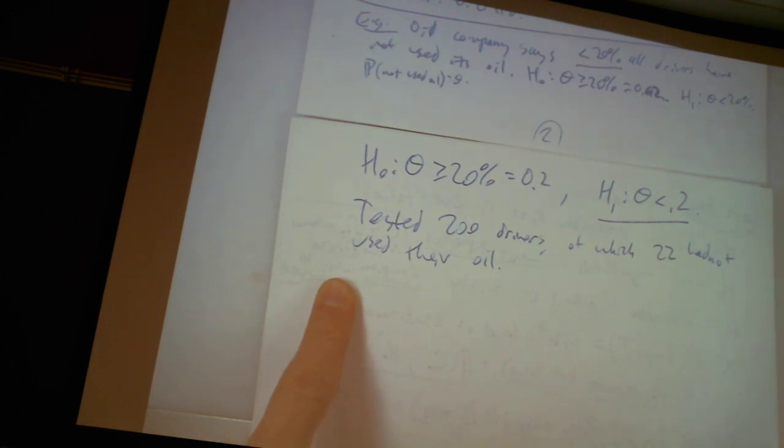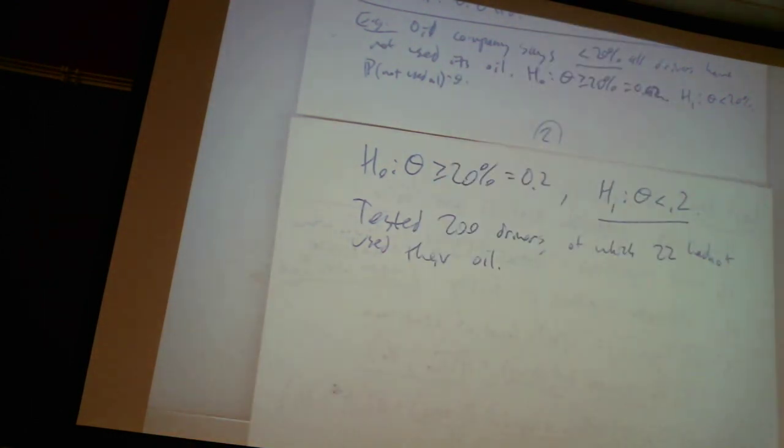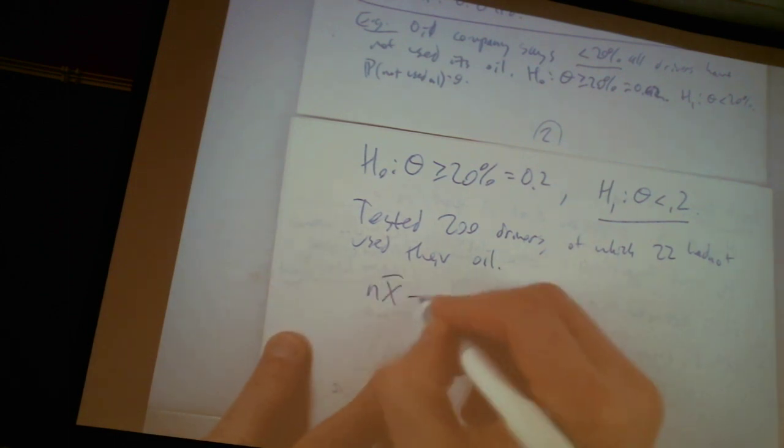I think that's a lot of drivers. Okay, so one thing we could do, let's do two things. One is let's repeat the previous computation. So what did we do? Binomial distribution, right? Nx bar is binomial.